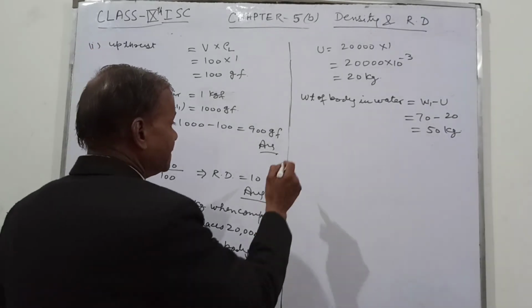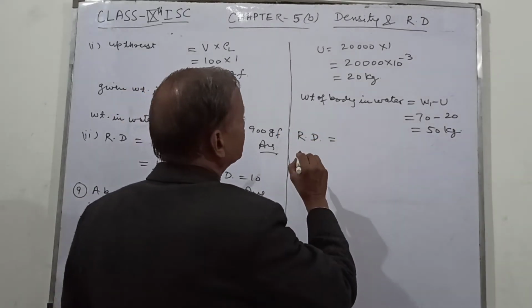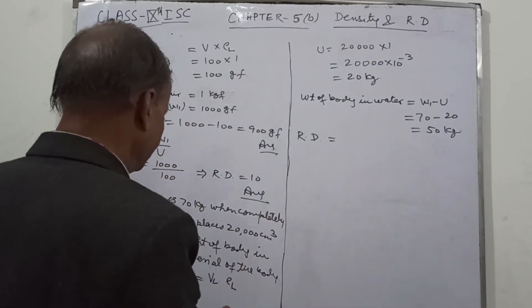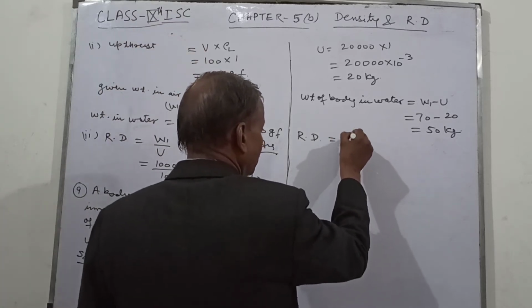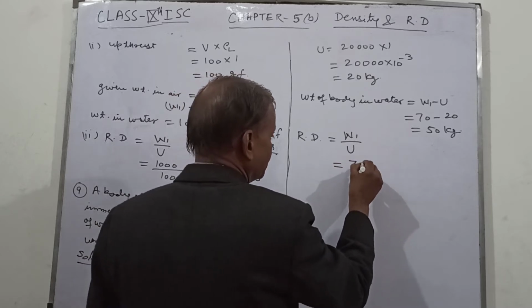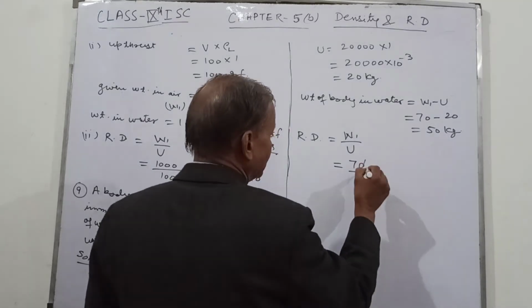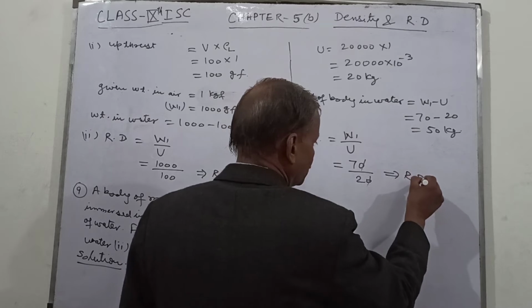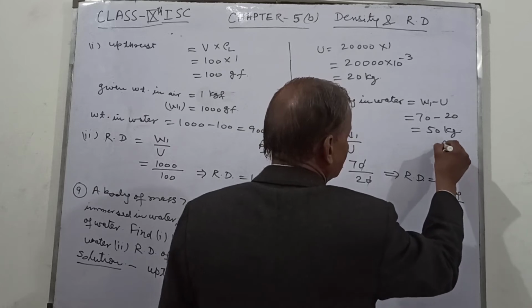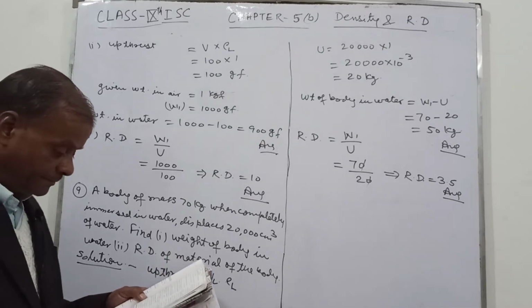And then the relative density. RD equal to the density of the body, so this is coming out to be W1 upon U. W1 is 70, and U is 20. This will cancel. So RD equal to 3.5. This is the answer, and this is one more answer. So these are the two answers of this question number 9.